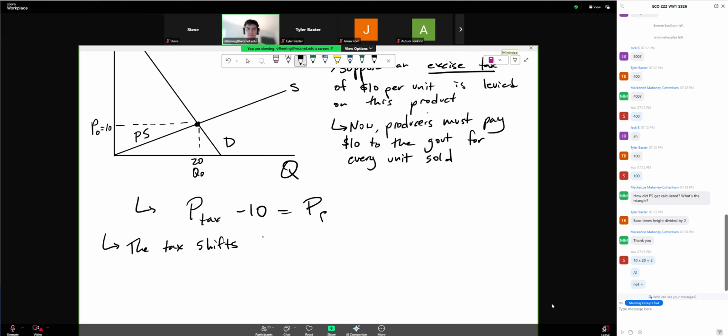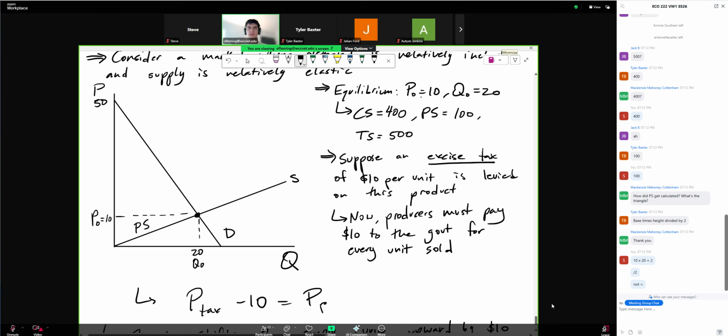Tax shifts the supply curve upward by $10. Okay, so let's copy this down.